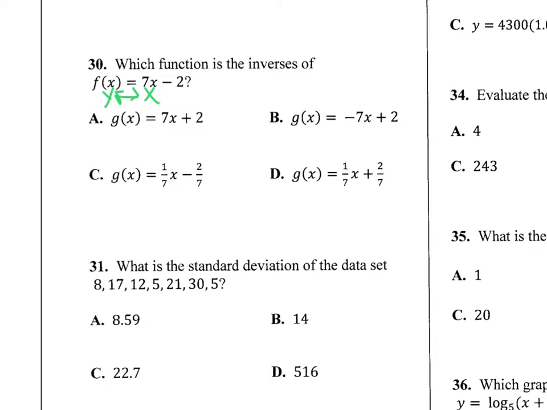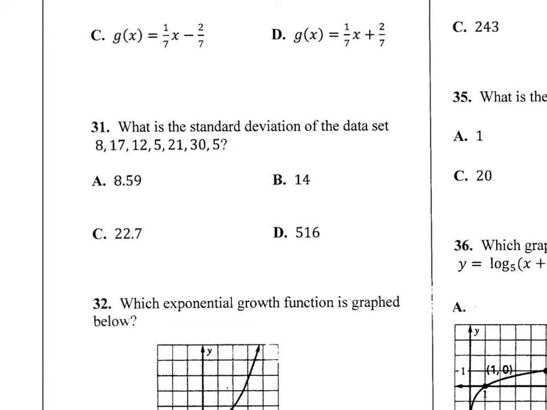Okay, number 31, standard deviation set. In your graphing calculator, you're going to want to hit Stat, and then Edit. Then you can put this list in. Then hit Stat again and Calculate, and then you have to hit the enter button like 3 times, and that'll tell you what your standard deviation is.